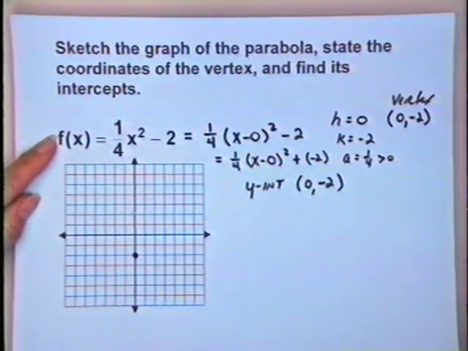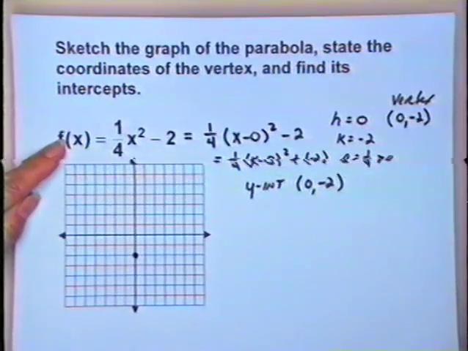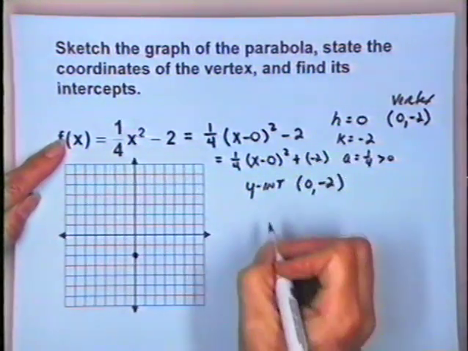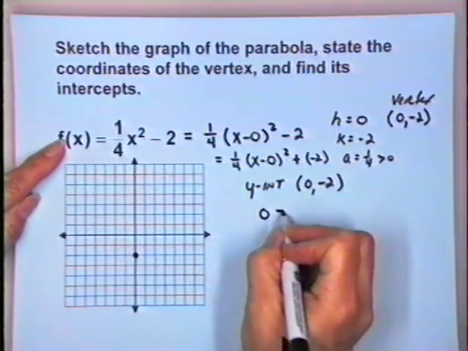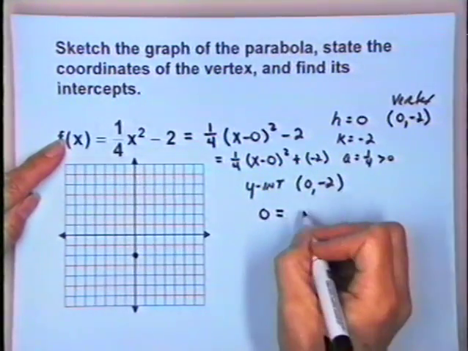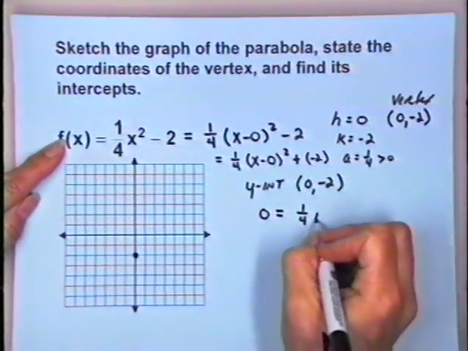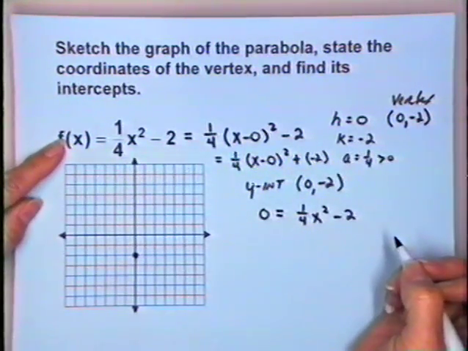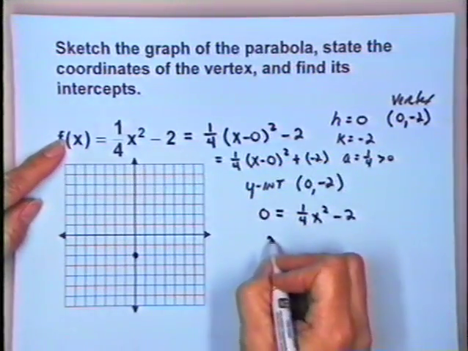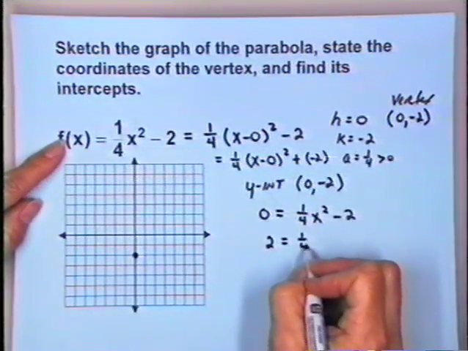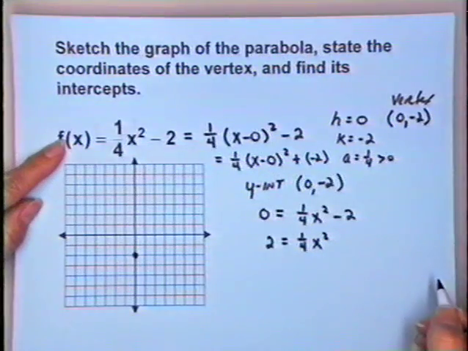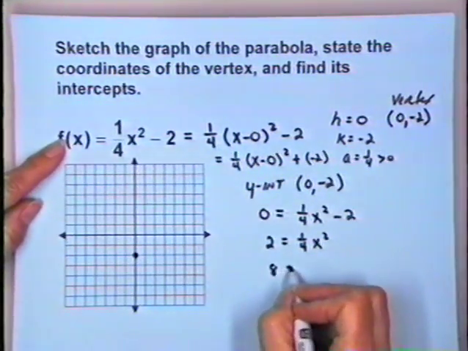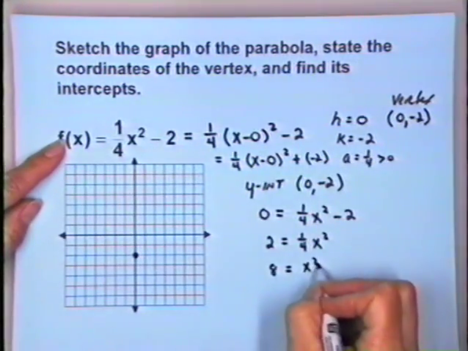Now, remember, to find x-intercepts, we let y be 0, and in this problem, f of x, remember, is just a different symbol for y. So letting y be 0 is equivalent to letting f of x be 0. So I have 0 equals 1/4 x squared subtract 2, and we're going to solve this for x. Let's add 2 to both sides, giving us 2 equals 1/4 times x squared. We'll multiply both sides by 4. 4 times 2 is 8. 4 times 1/4 is 1x squared.